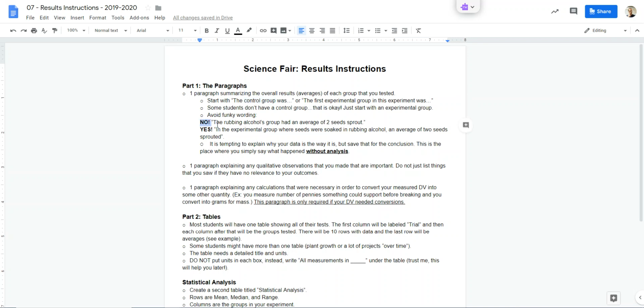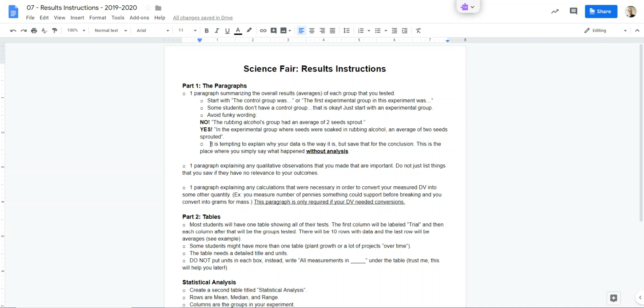There are some pointers here about how to word things. Oftentimes I see people write things like the rubbing alcohol's group, like pretend your experiment was about rubbing alcohol. And this is a weird way to write things. So make sure that you're writing things in a way that sounds right. That's something that I'll check for when I'm grading.